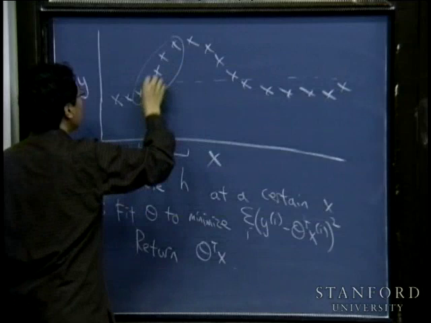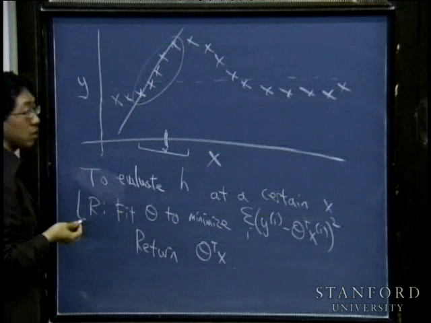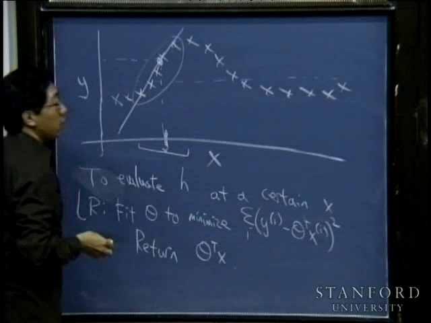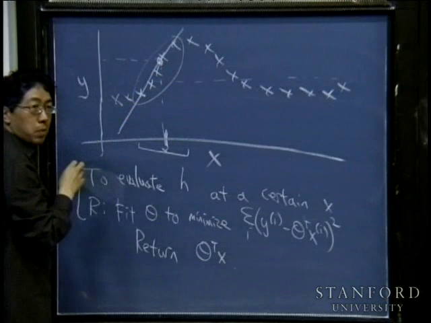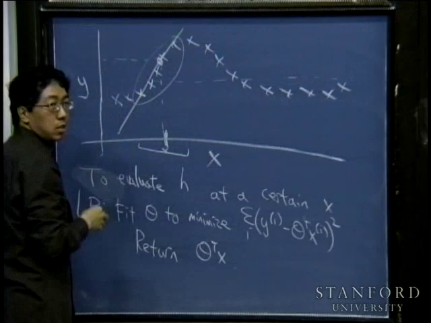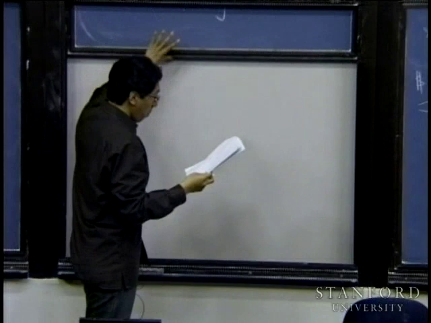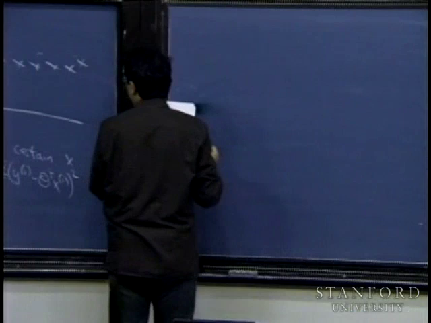So if I take this data set and I fit a straight line to it, maybe I get a straight line like that. And what I'll do is then evaluate this particular value of the straight line, and that would be the value I return from my algorithm. Okay, this would be the predicted value, this would be the value that my hypothesis outputs in locally weighted regression. Okay. So let me go ahead and formalize that.